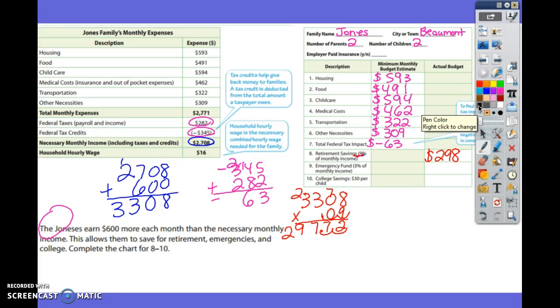Let's see what they're going to have in their emergency fund. That's going to be 3% of their monthly income, which we figured out is $3,308. So we're going to change our percent to a decimal and multiply by 3,308. 3 times 8 is 24. 3 times 0 is 0, plus 2 is 2. 3 times 3 is 9. 3 times 3 is 9. We need 2 decimal places, so we're going to move in 2 decimal places and round that to the nearest dollar. That'll be $99.